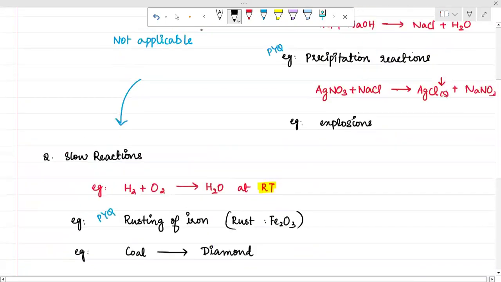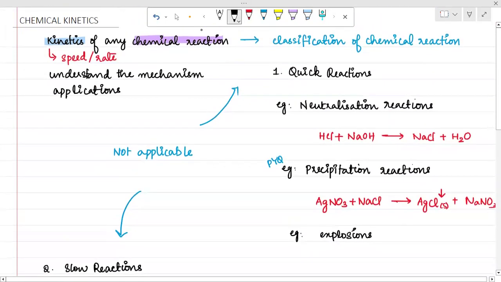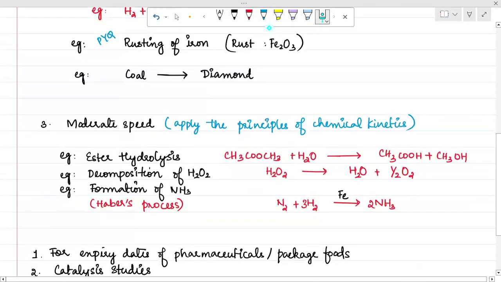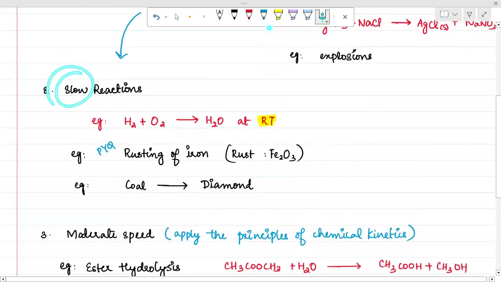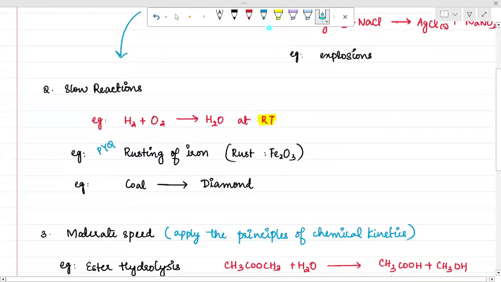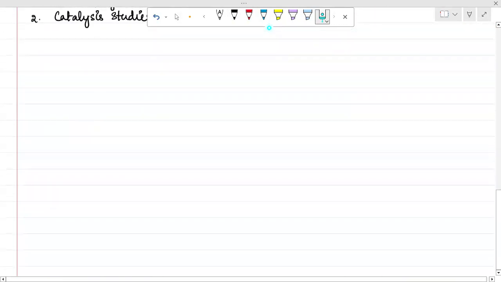Okay, so this is a very brief introduction of what chemical kinetics is. So the only takeaway from whatever we have learned over here is chemical kinetics is where you learn the speed or rate of the reaction for moderate reactions only, for reactions that proceed with moderate speed only, not for reactions that are too slow and not for reactions that are too quick. Okay? Yes, so that's it.